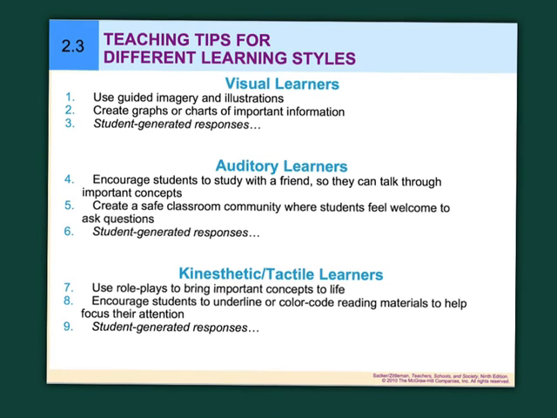Okay, so teaching tips for different learning styles. This is where we come into the multiple intelligences, and at the end I'm going to show you some of the multiple intelligence survey I took, just to give you an example of what that would look like. So for visual learners, what can we do? We can use guided imagery and illustrations. We can create graphs or charts. And I would invite you to think about other things that would work for visual learners.